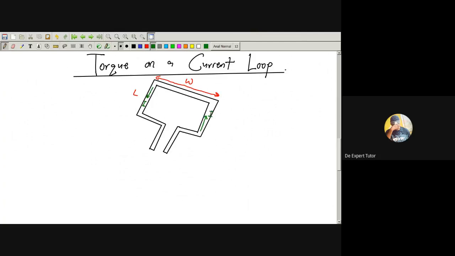All right. If you observe, at the left-hand side of the loop, the current is coming outward. Don't forget, outward, I use this dot to tell you that. While on the right-hand side of the loop, I'm having the current moving inward. All together? Yes. Okay.